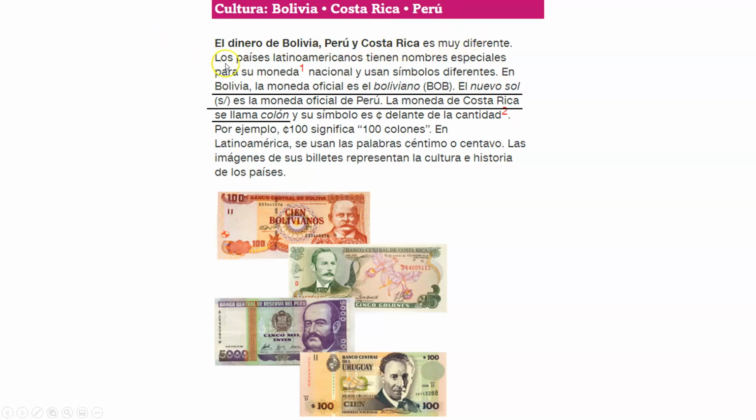They're very different. Latin American countries have special names for their national currency or money and use different symbols. In Bolivia, the official money is the boliviano. El nuevo sol is the official money of Peru. And the money of Costa Rica is called the colón. And they have a symbol that looks like a C with a line through it to note the quantity. For example, this symbol, 100, signifies 100 colones.